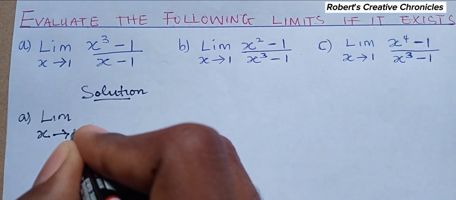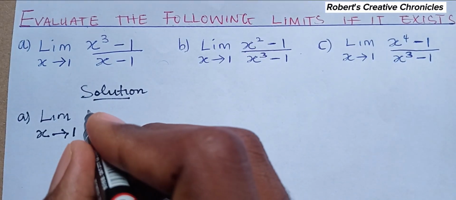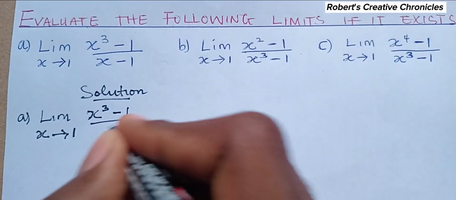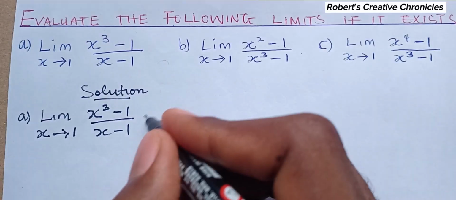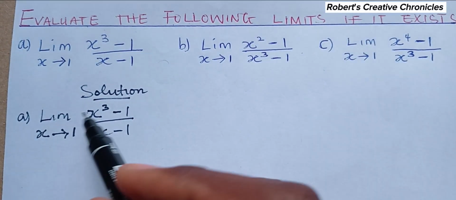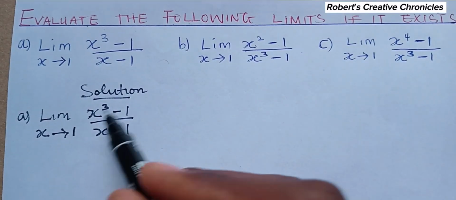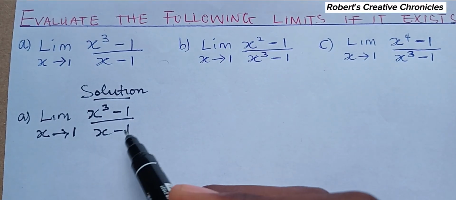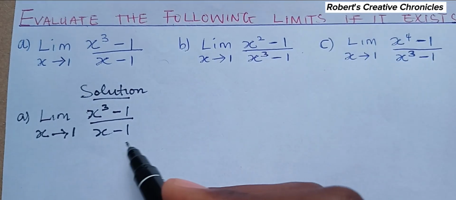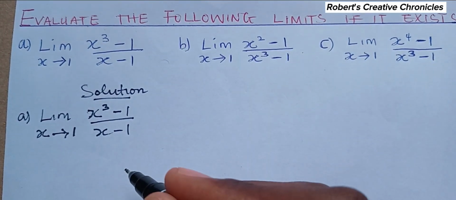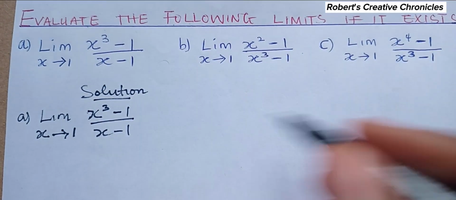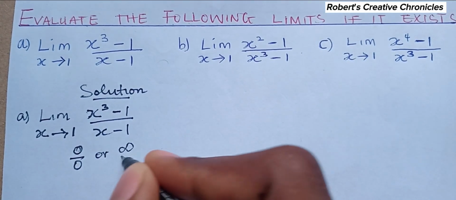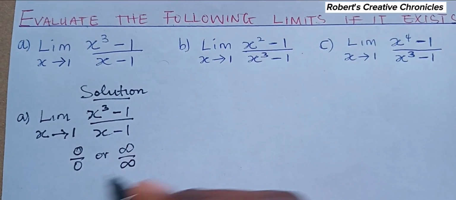Limit as x approaches 1, x cubed minus 1 over x minus 1. Now, if you directly substitute 1 into this expression, it will be 1 minus 1 over 1 minus 1, which is 0 over 0. So 0 over 0 is an indeterminate form. 0 over 0, or infinity over infinity, these are indeterminate forms.